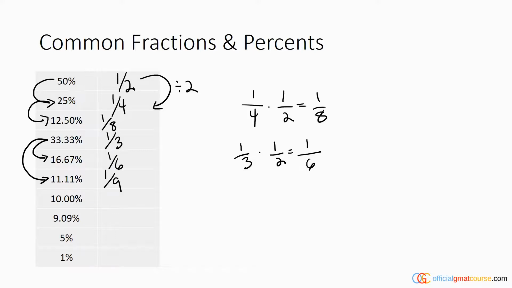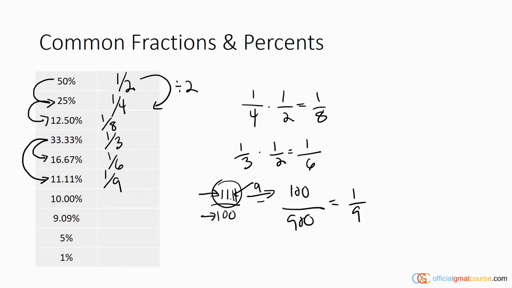Another way of thinking about this is, what would I have to multiply this top part by in order to get to 100? Well, I would have to multiply it by 9, meaning that this is about equivalent to 1/9. Because if I have 11.11 on top, if I multiply the top and the bottom by 9, I'm going to end up with 100/900, and that reduces to 1/9.